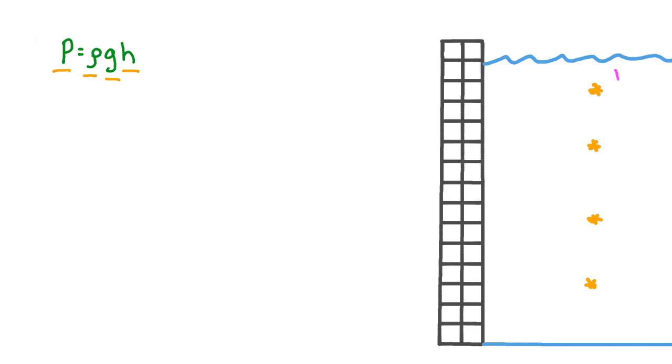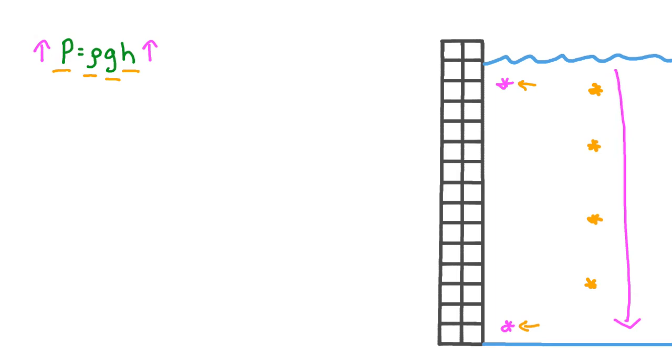Going deeper into our liquid is the same thing as saying that the height of the liquid above us is increasing, which means that the pressure in the liquid is also increasing. We can connect this to the fact that the pressure at the bottom of a swimming pool is greater than the pressure at the top of a swimming pool. The height of the water above us when we're at the bottom of the swimming pool is much greater than the height of the water above us when we're at the top.